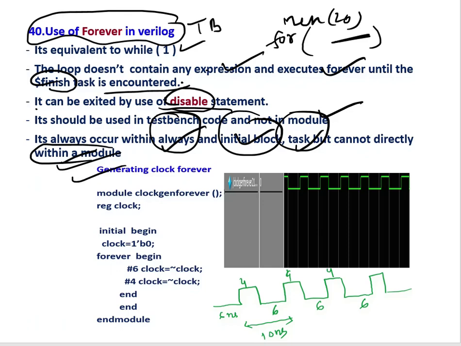Forever, here see, forever, then begin, then end. So whatever is written here, these two statements, will execute infinitely unless and until the $finish task or a disable statement is encountered.